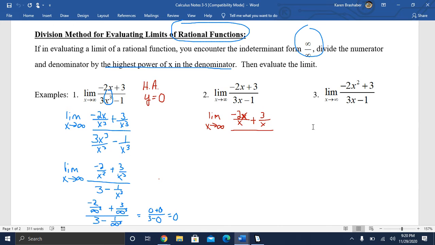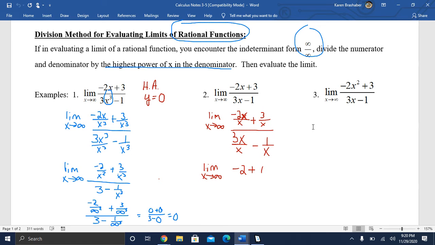And I might explain one more time why I'm using an x. I had to use the highest degree of variable from my denominator. So my denominator had an x in it. That was my highest power. And so everything had to be divided by an x. All right, so now that takes us to the limit as x approaches infinity. And negative 2x over x will just be negative 2 plus 3 over x.